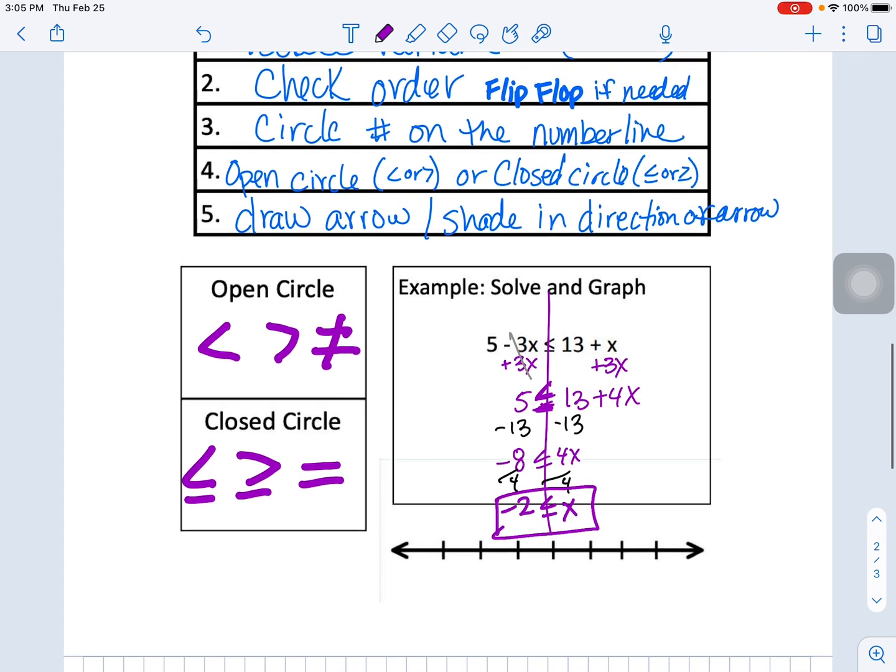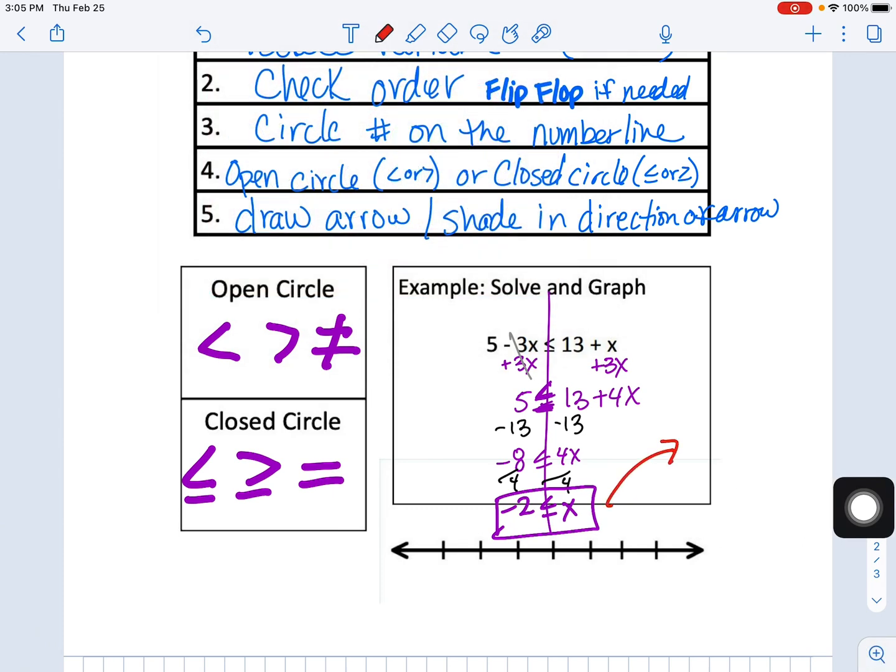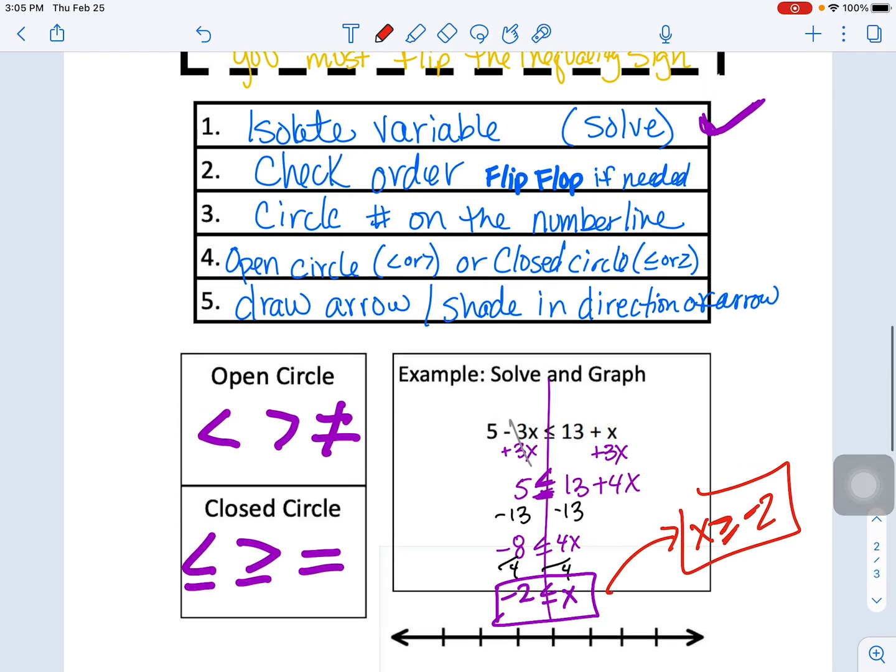So do I have the variable first when I got my answer? And the answer is no, I don't have it first. So I need to flip-flop. So I need to put the x first. And if I switch the order, then I need to switch the direction of my inequality. So this says negative 2 is less than or equal to x. That means that x is greater than or equal to negative 2. So I solved, I checked the order, and I did need to flip-flop it, so I did.